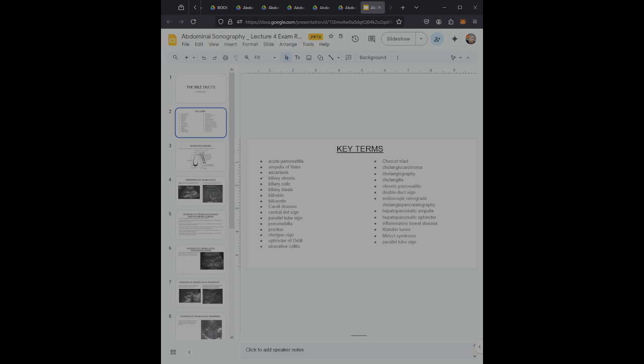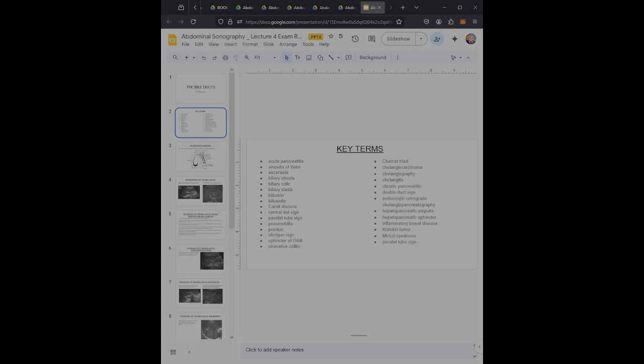Caroli disease is a congenital disorder characterized by a segmental dilatation of the intrahepatic ducts. The central dot sign is the presence of echogenic dots in the non-dependent part of the dilated duct. This represents small fibrovascular bundles seen with Caroli disease.